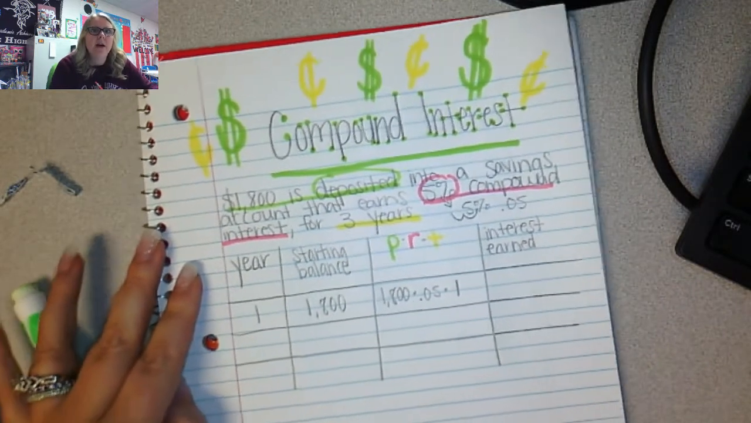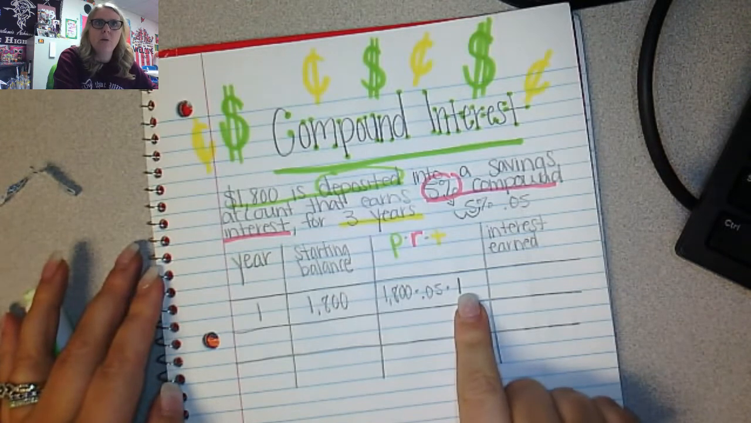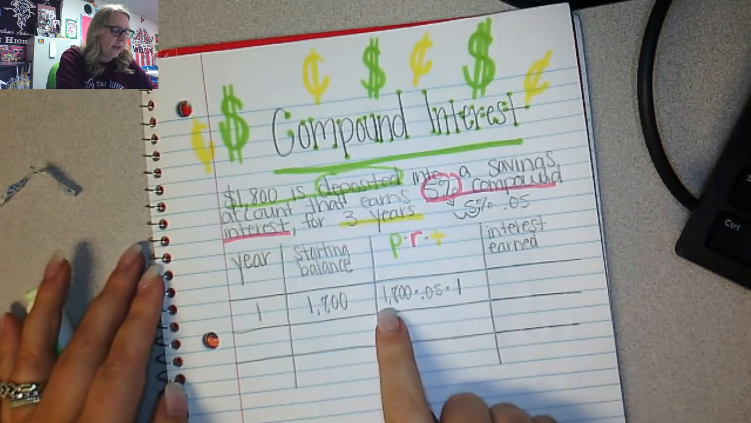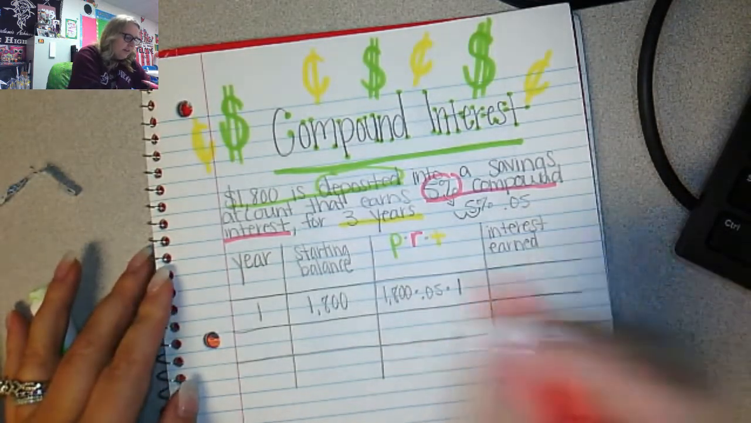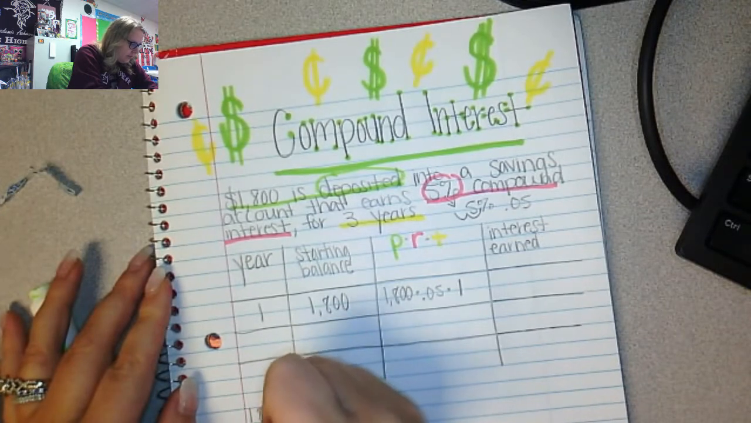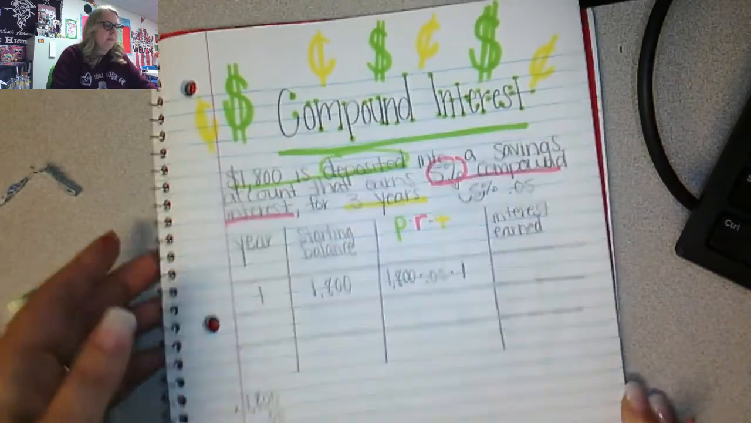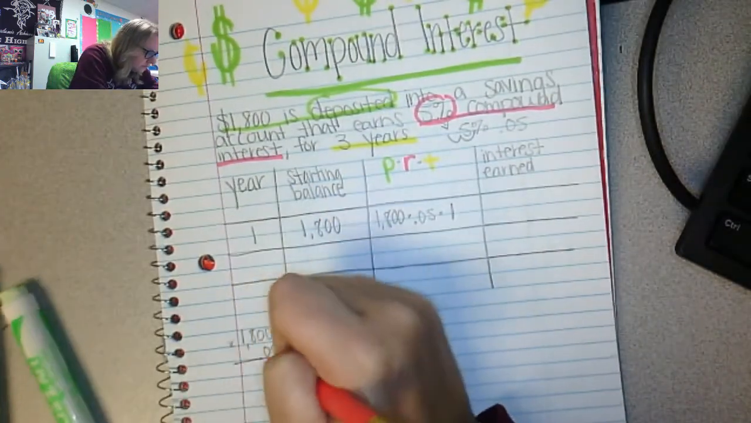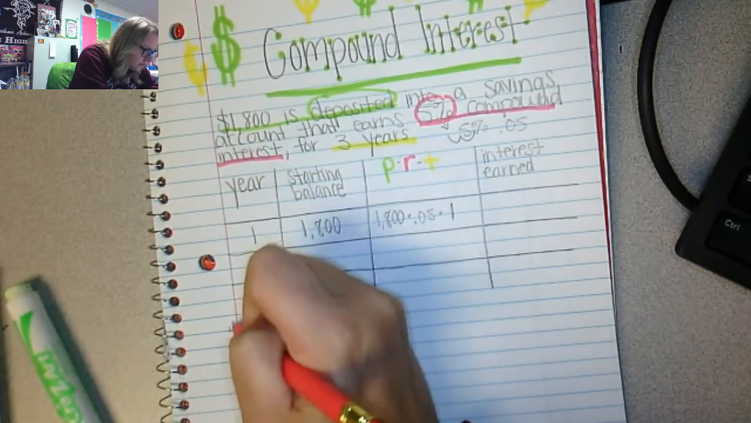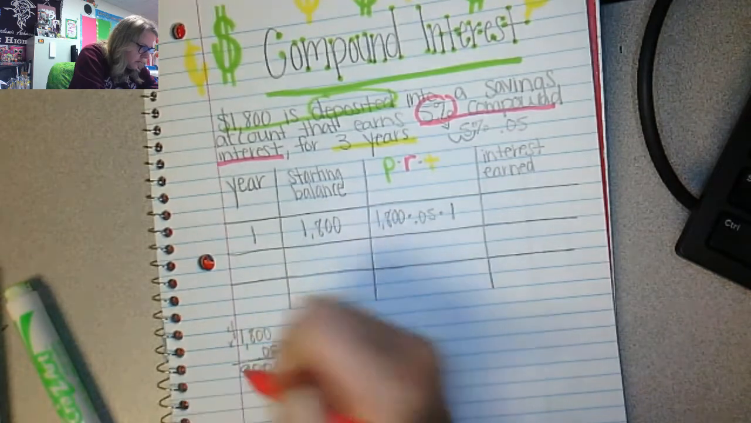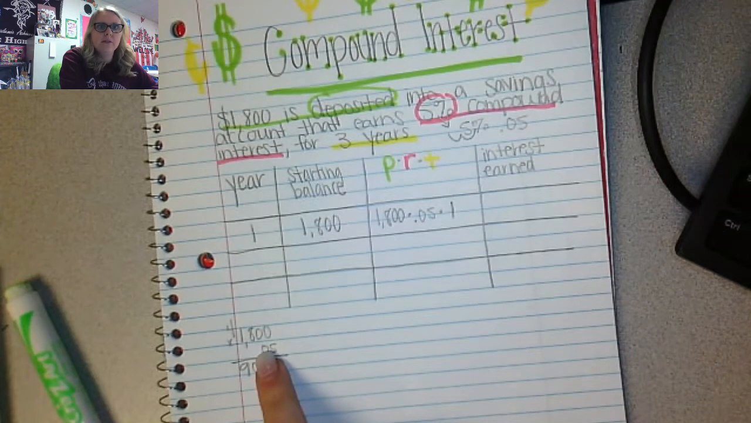So the next thing I'm going to do after I have my table complete is I'm going to multiply. Well, we know anything times 1 is always that number. So we're going to focus on multiplying 1,800 times decimal 0.05. Now, next I would multiply by 0, but we all know that 0 times anything is always 0, so I'm not going to do that.